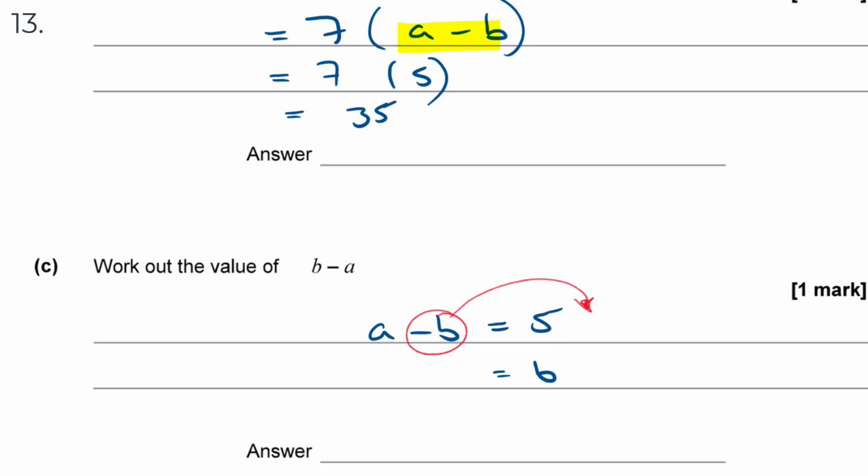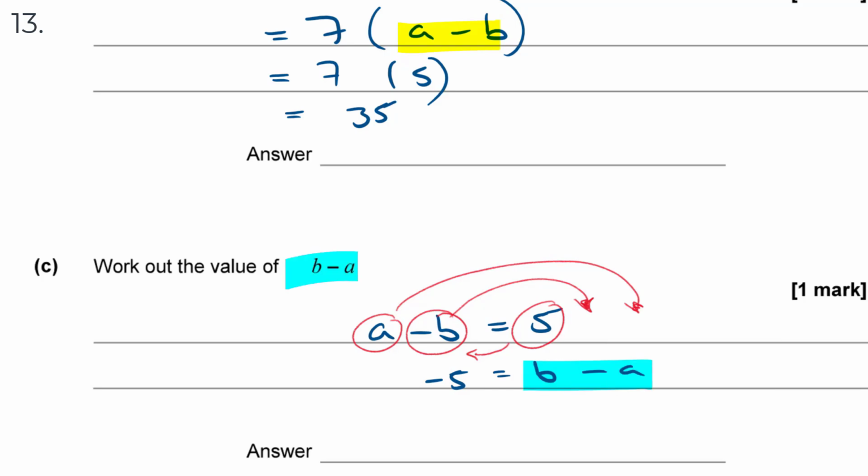If I take this 5 and move it over here, it's going to become minus 5. And if I take this a and I move it over here, it's going to become minus a. So you can see that b minus a, which is what I was trying to find, is equal to negative 5. So the answer is negative 5.